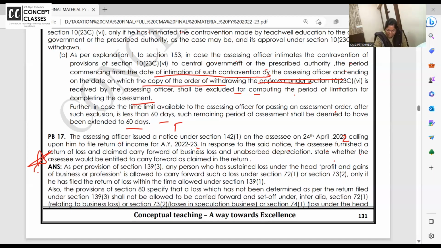What is your financial year? Please write down 21-22. इसका assessment year कब है? 22-23. Last date of filing the return, belated return, be 31st December 23. Okay, this case is clear.